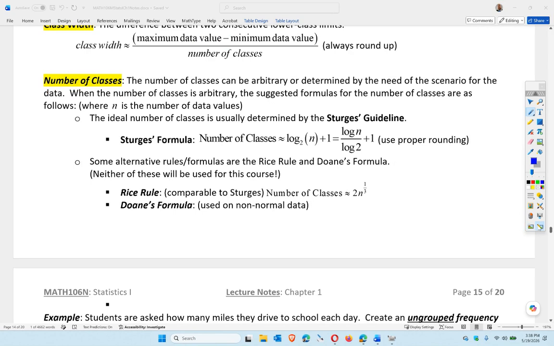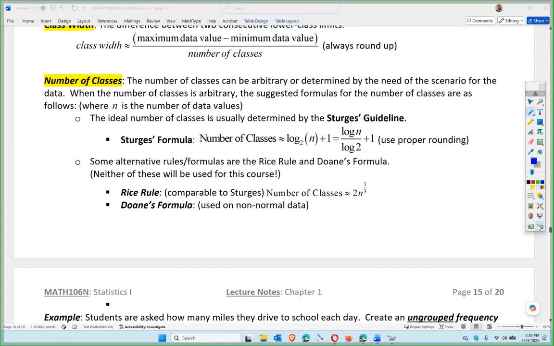So when it comes to number of classes, it's either some property that's being dictated, like grades, where 80 to 89 is a B and 90 to 100 is an A, so there is some characteristic that dictates the class, or you need some kind of rule or guideline. We are not going to use these two. Those are common ones. So unless otherwise specified, use the Sturges rule.